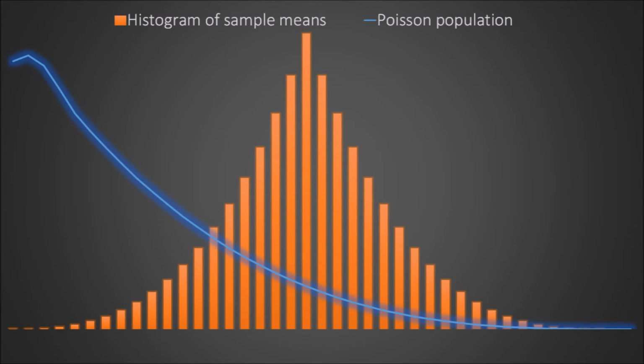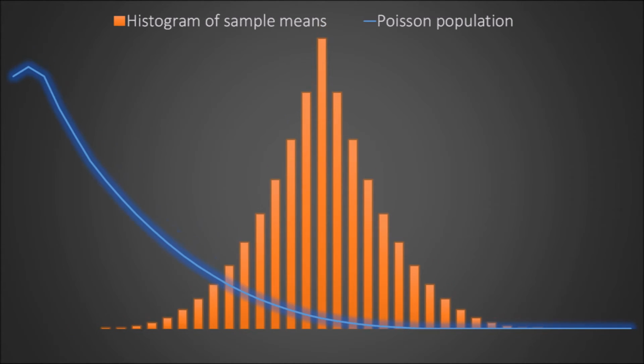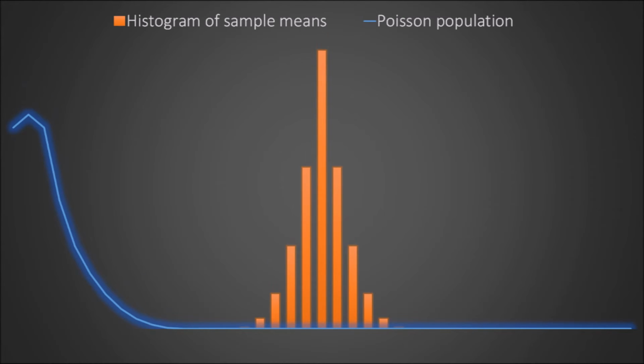And again, you'll see if we continue to increase the sample size, the distribution's tails get shorter and the data is more concentrated around the mean.